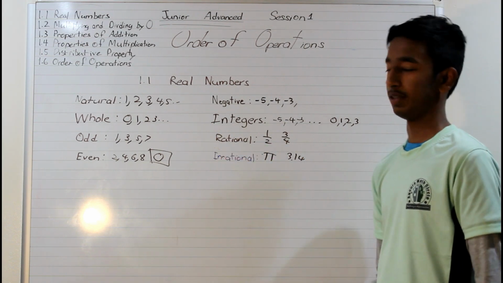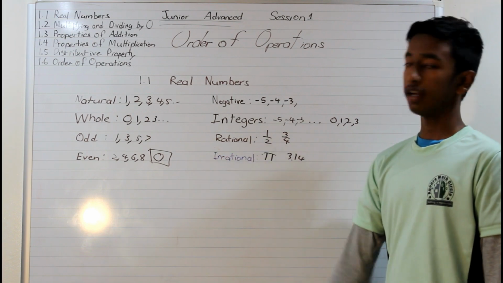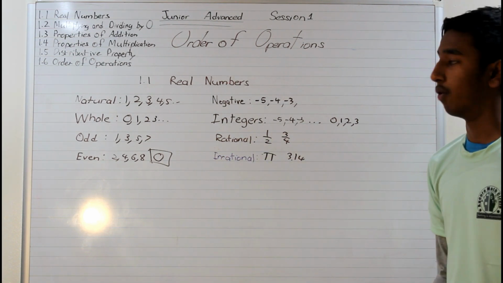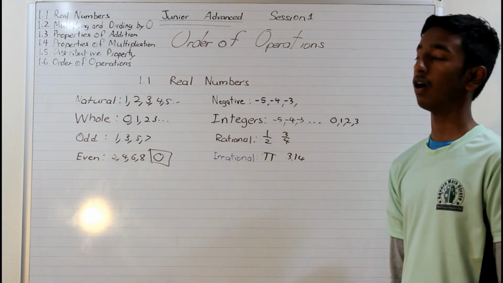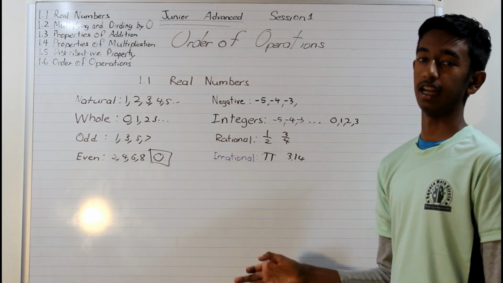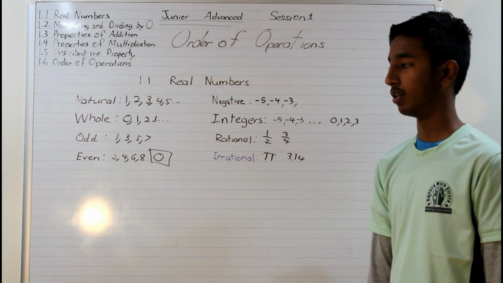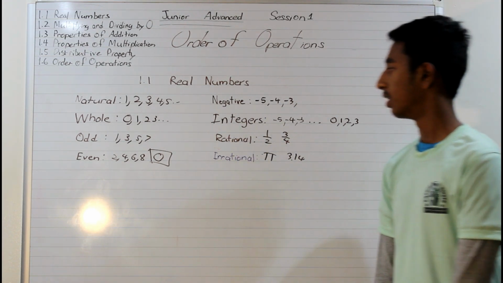Odd and even. You probably already know these ones, but I'm just going to go over it. Odd is basically any number that is not divisible by 2. 1, 3, 5, and 7 are examples. Even are numbers that are divisible by 2. 2, 4, 6, and 8. Most notably, 0 is also divisible by 2, so it is even. Many people do leave that out.